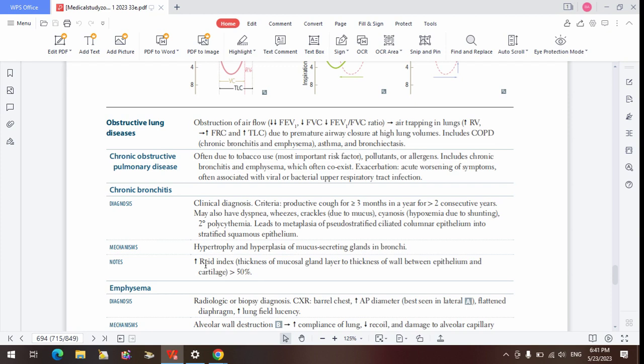More than 50%: the thickness of the mucus gland layer to the thickness of the wall between the epithelium on the inside and the cartilage on the outside. That is it. The cartilage surrounding the wall to the epithelial lining on the inside is the entire wall. Then the gland layer, the mucus that you are seeing, you measure that only over the entire thickness of the wall. If it's more than 50%, you are dealing with chronic bronchitis.